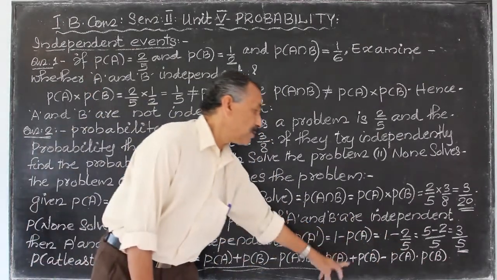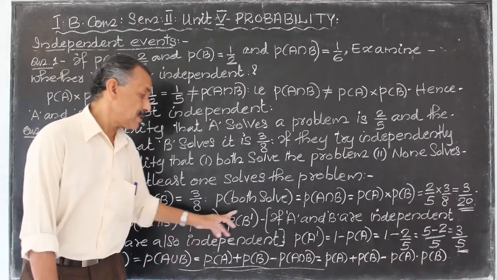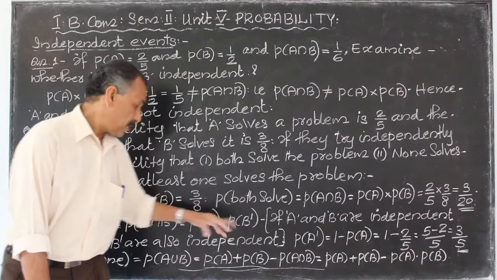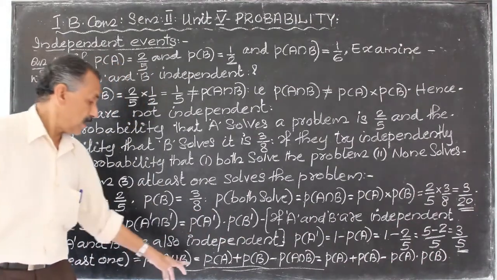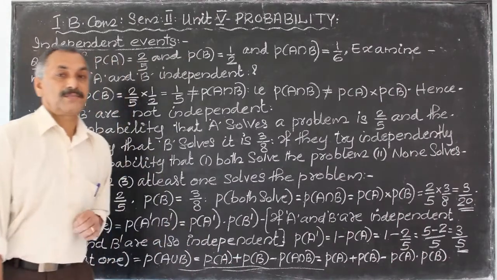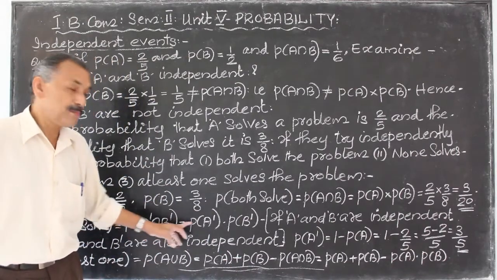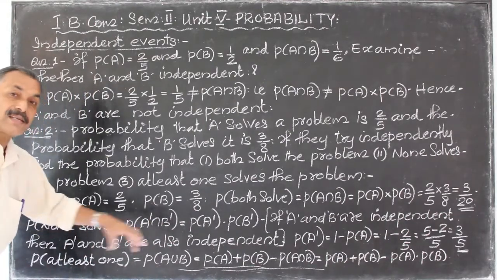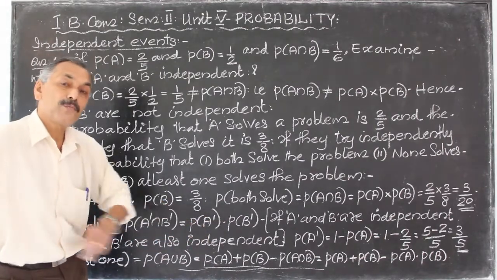Now these two values we calculate here. This is our probability of A dash, probability of B dash, then probability of A dash into B dash. Similarly, the value for at least one is complete. P of A dash into B dash is the probability that none solves the problem. This one is probability of A dash intersection B dash, equal to P of A dash into P of B dash.